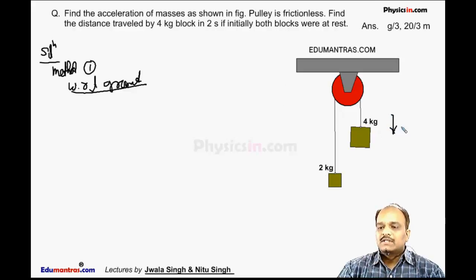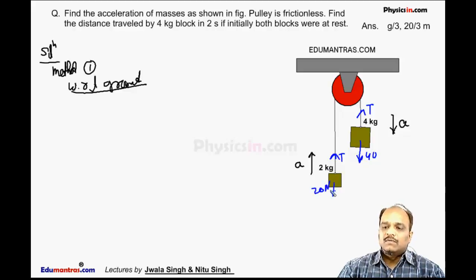let's say its acceleration is A, and the acceleration of the 2 kg block is also A upward. So the tension here is T in upward direction, tension here is in upward direction. The weight of this 4 kg block is 40 Newton, which will act downward, and this is 20 Newton. The weight of this 2 kg block will act vertically downward. Now we will draw the free body diagram.